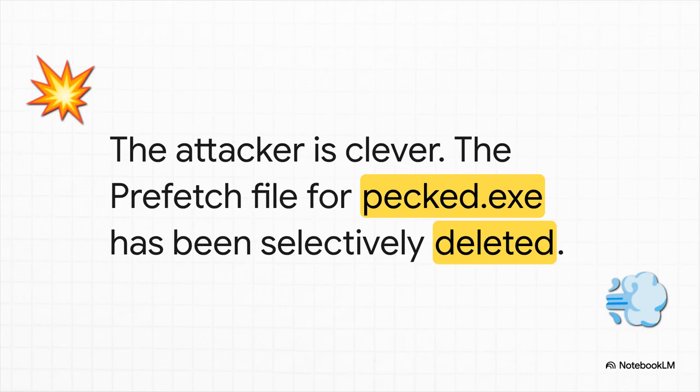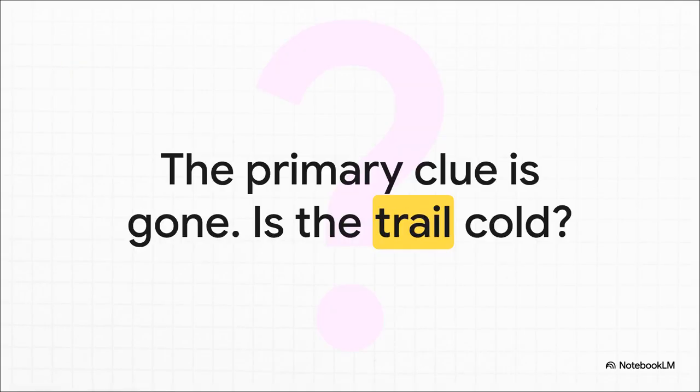But of course, there's a twist. Our attacker is smart. They know about these prefetch files. So as we're doing our analysis, we notice something odd. The specific prefetch file for pect.exe has been surgically removed, while all the others around it are totally untouched. So does that mean we've hit a dead end? Is the trail officially cold?